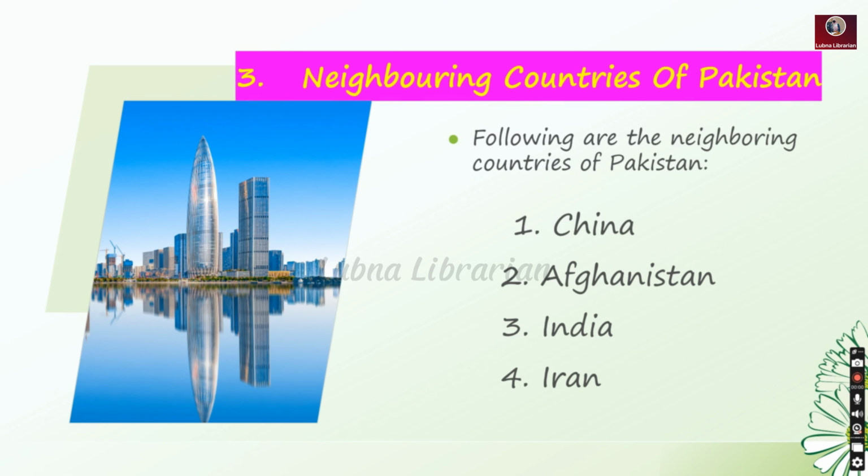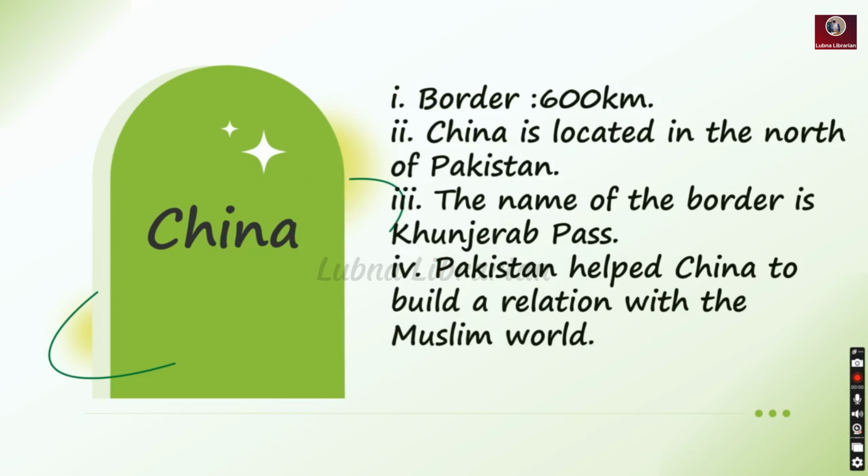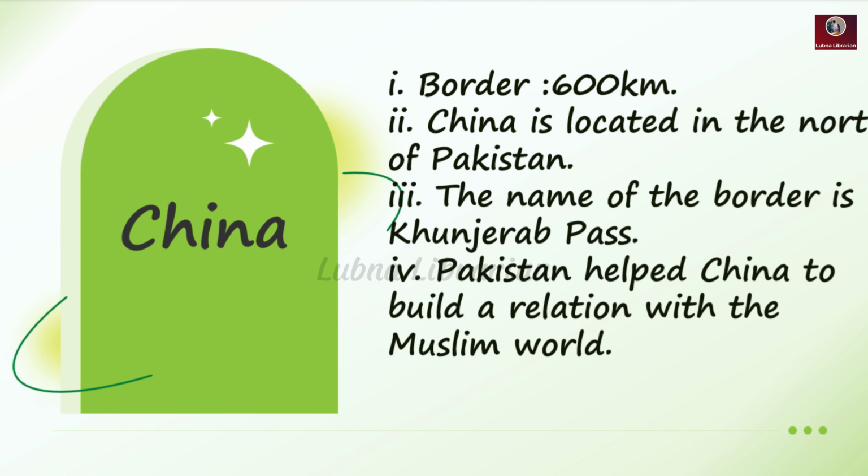3. Neighboring countries of Pakistan. Following are the neighboring countries of Pakistan. 1. China. 2. Afghanistan. 3. India. 4. Iran. China. 1. Border, 600 km. 2. China is located in the north of Pakistan. 3. The name of the border is Khunjerab Pass. 4. Pakistan helped China to build a relation with the Muslim world.